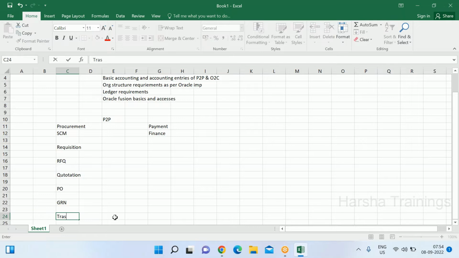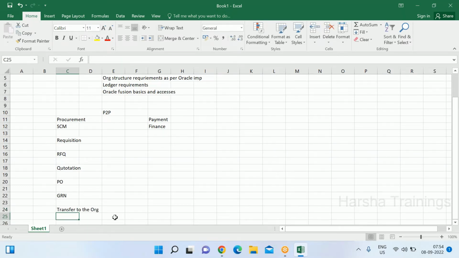and then transfer to the organization. Inventory organization, where every store or every office will have some warehouse, right? So the business has to transfer the items to the warehouse where it is required, or to the inventory organization for that particular location. So here the procurement process ends.